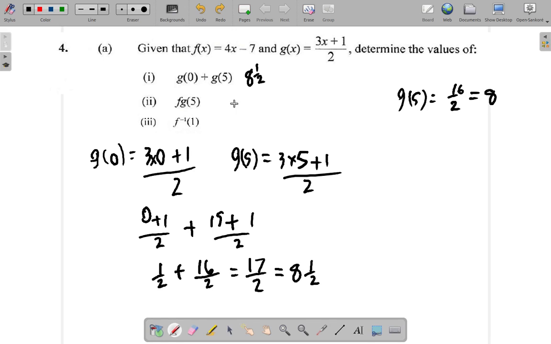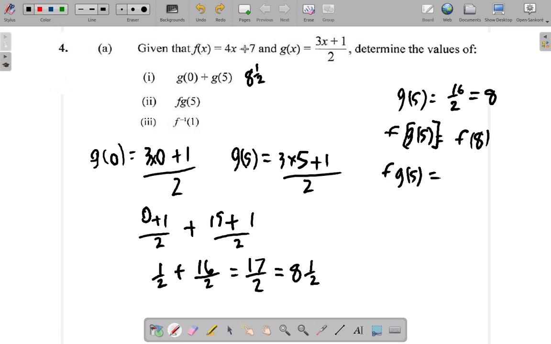Now, that's g of 5. Now, f of that. So what you're really finding when you say f g of 5 is really f of 8, because g of 5 is 8. So it's f of all of this. So you're going to substitute 8 into f. So f g of 5 really turns out to be f of 8, which is, you're going to change x to 8.